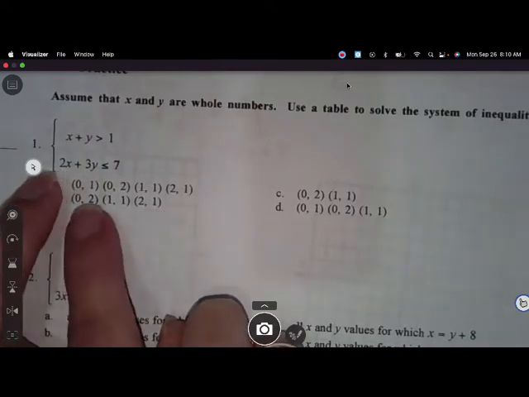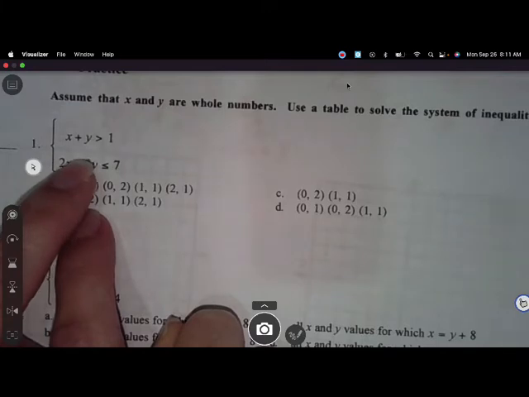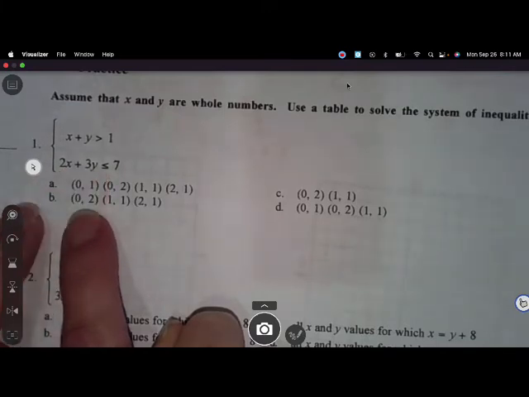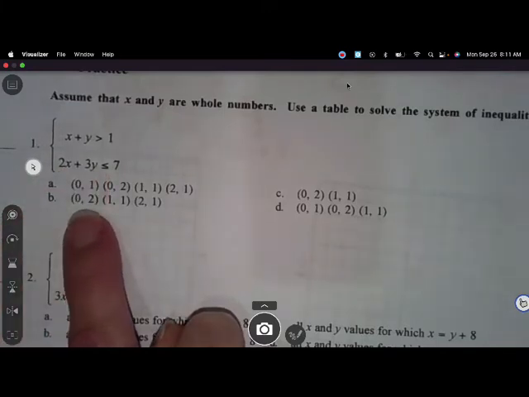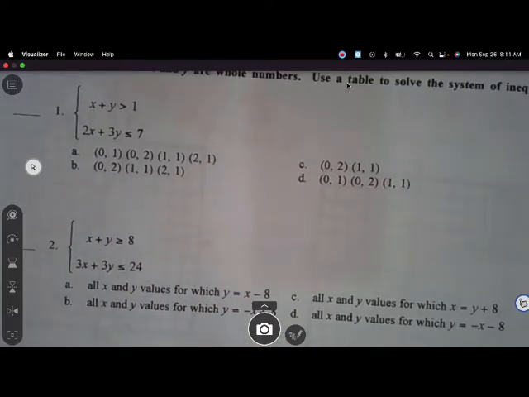So if I tried to multiply these, what's 0 plus 6? Is that less than or equal to 7? Do y'all know where in the world I got 0 plus 6? Let me make sure you know where I got that from. I'm going to plug in 2 times 0 plus 3 times 2. I plugged in 0 and 2, so that's 0 plus 6. Is that less than or equal to 7? It is. Okay, 6 is less than 7.